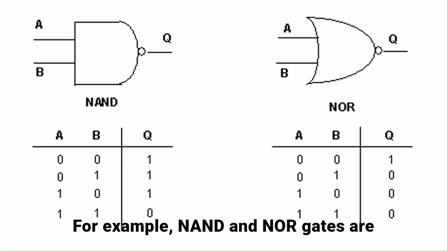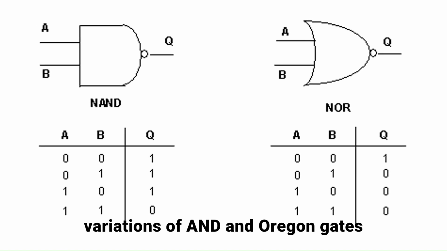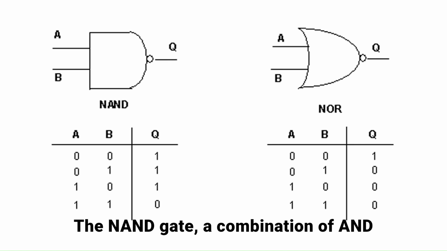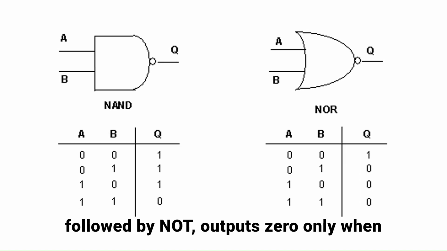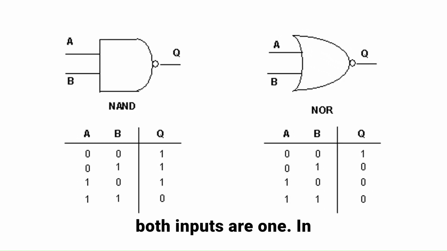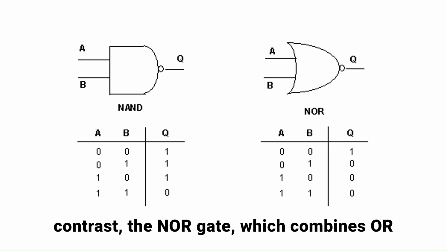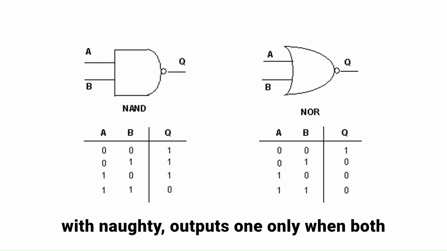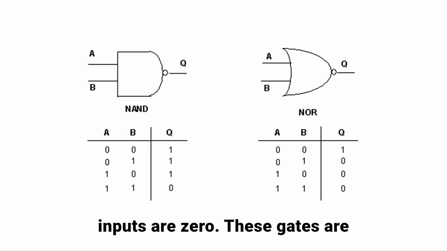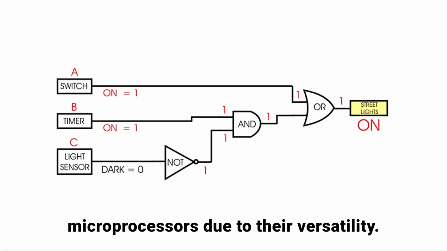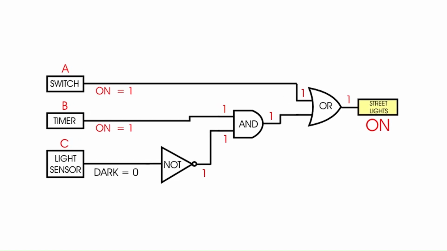For example, NAND and NOR gates are variations of AND and OR gates, respectively, but with inverted outputs. The NAND gate, a combination of AND followed by NOT, outputs 0 only when both inputs are 1. In contrast, the NOR gate, which combines OR with NOT, outputs 1 only when both inputs are 0. These gates are widely used in memory circuits and microprocessors due to their versatility.